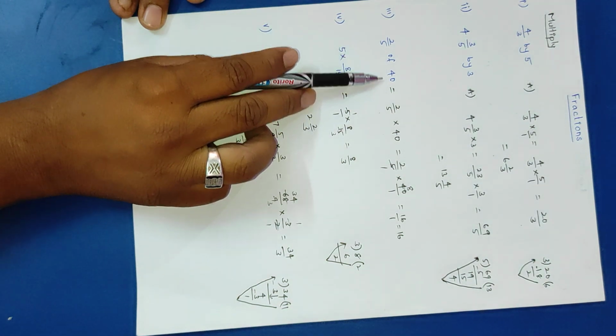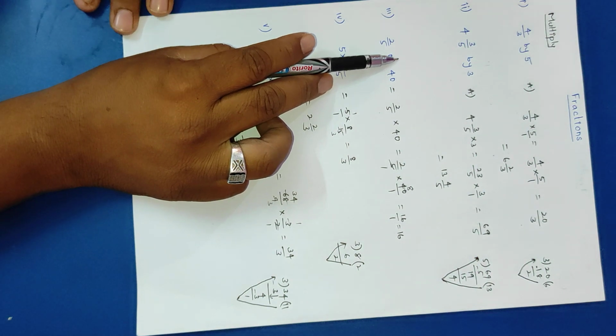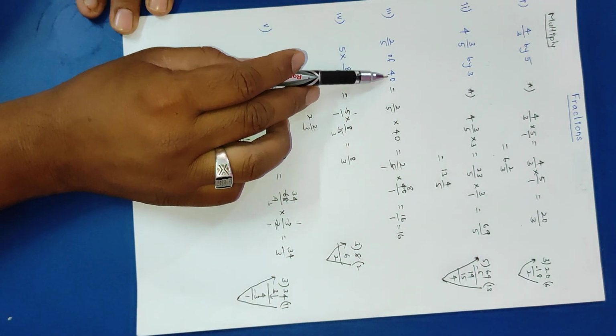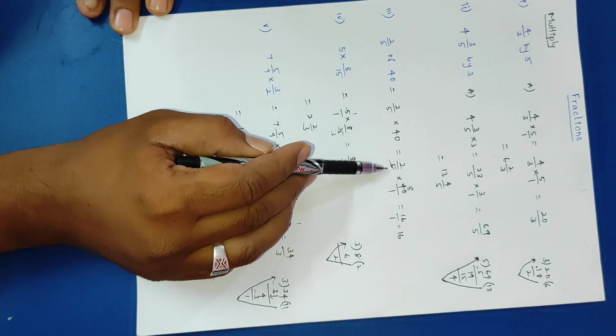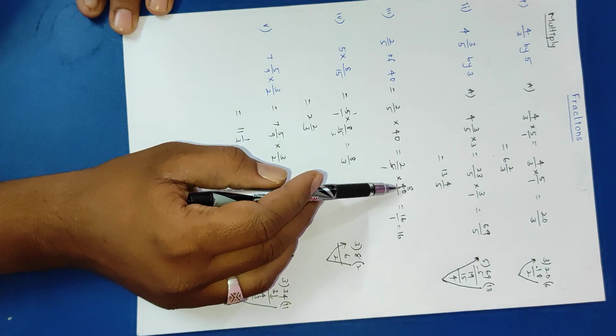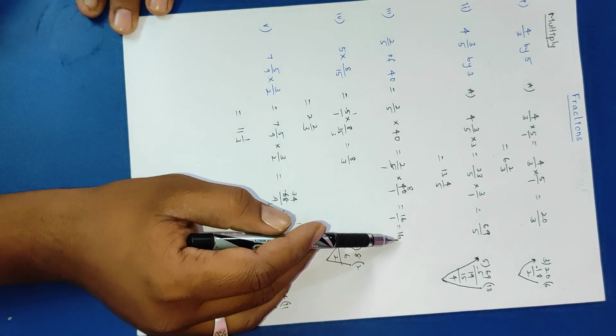Now 2 by 5 of 40. In mathematics, of means multiplication. 2 by 5 into 40. 40 by 1. Denominator 5, numerator 40. 5 1s are 5. 5 8s are 40, they cancel. 2 8s are 16, answer.